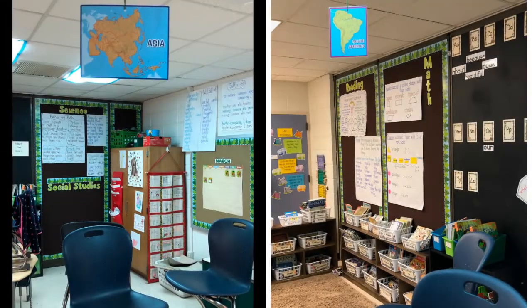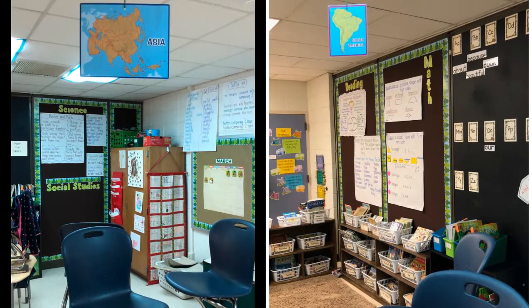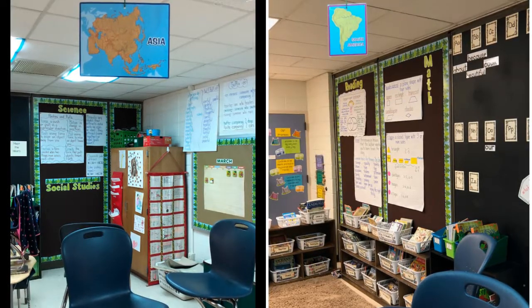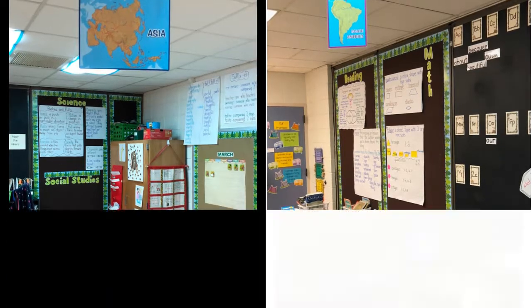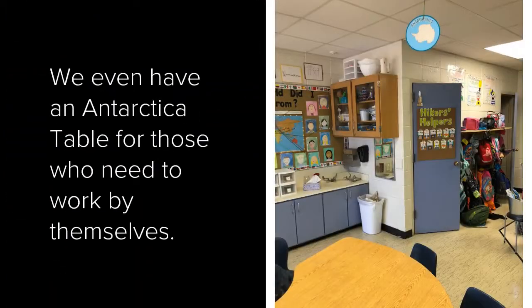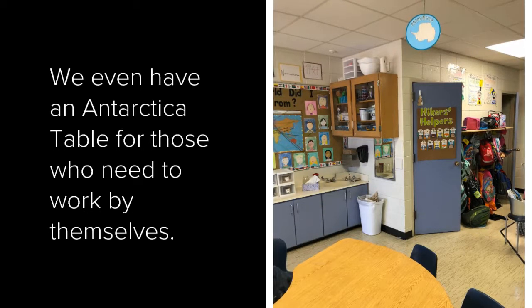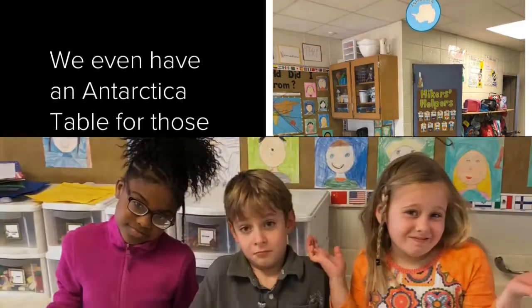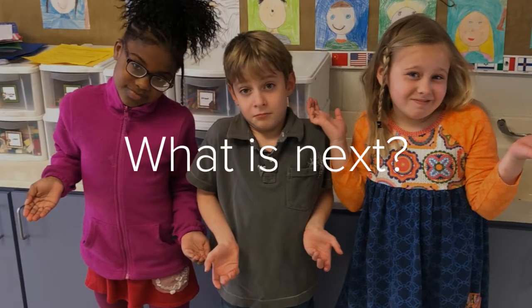My next step was to take our tables and put them in groups of 4 and 5 students. I also took the different continent names, and now each table is called a continent. We also have an Antarctica table for those who need to work by themselves or just have a few minutes to get themselves together. So the next big question is, what is next?